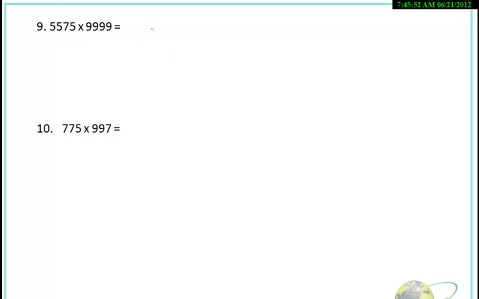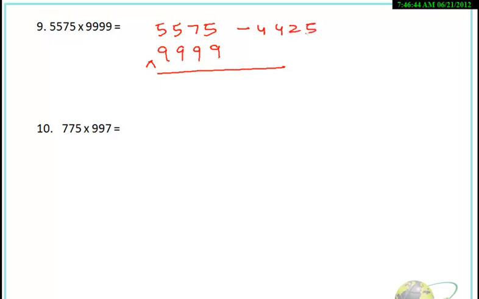Now it is 5575 and 9999. This number is 4425 less than 10,000, and it is minus 1, and from this multiplication we have to fill up 4 digits which we are getting already, so it's 4425, and from this subtraction we'll be getting 5574. Okay, so the calculation is very simple.